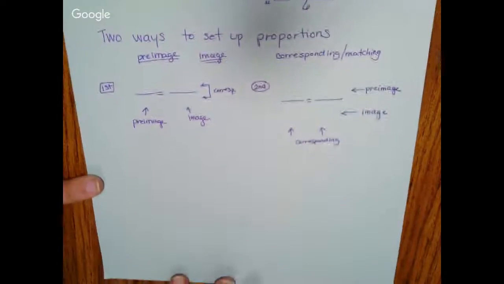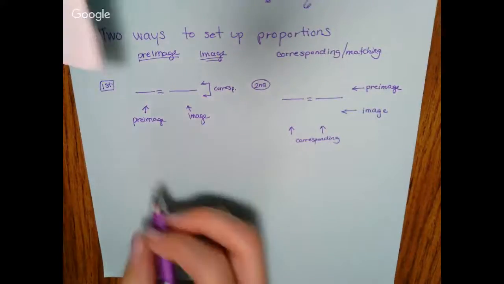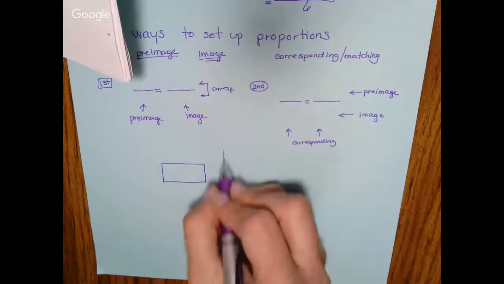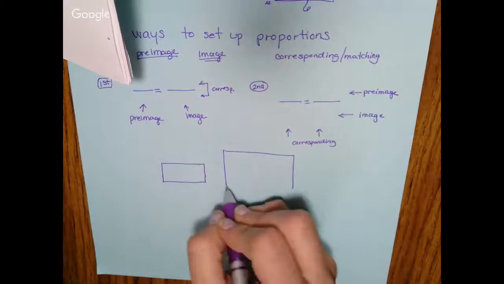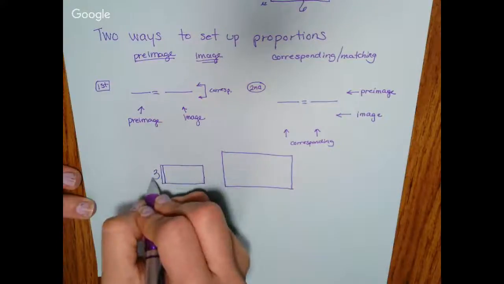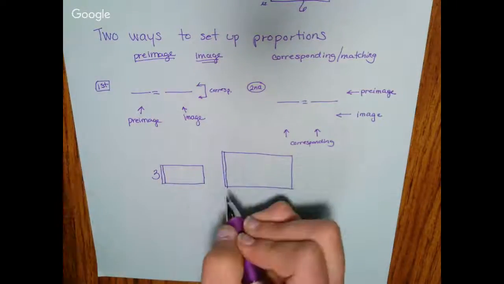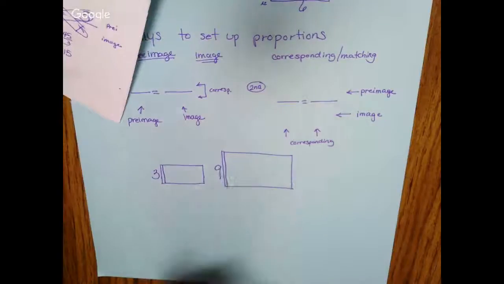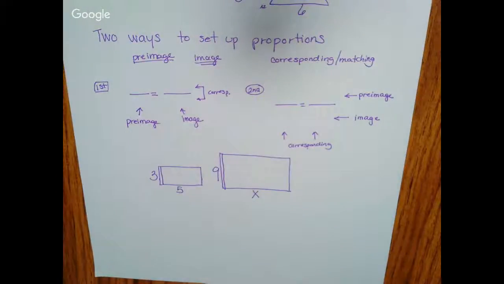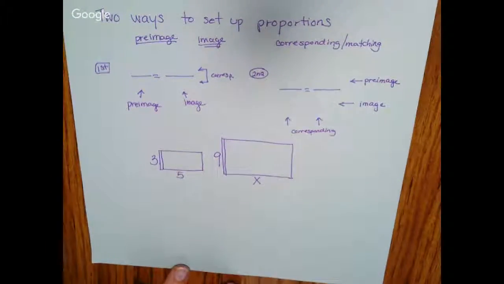So for example, to the best of your ability, draw 2 rectangles, one that's bigger than the other. On our first rectangle, this side will be 3, and its corresponding side in the larger rectangle will be 9. Now, some of you already in your head know what the missing side is. Exactly, it's 15.